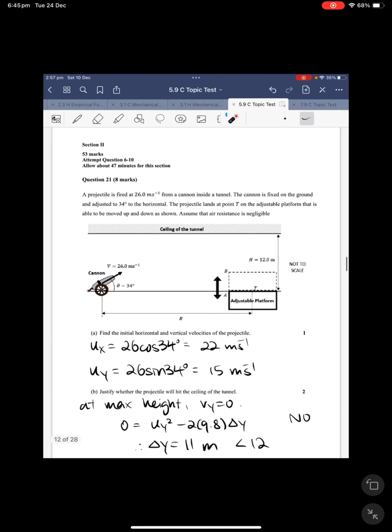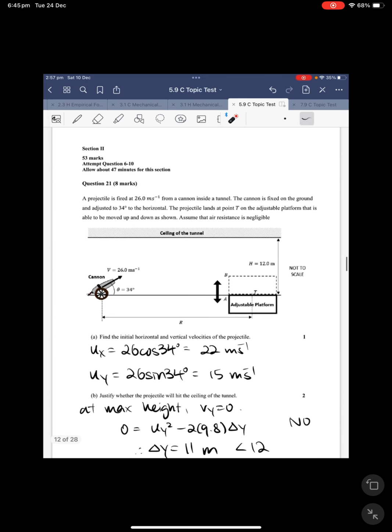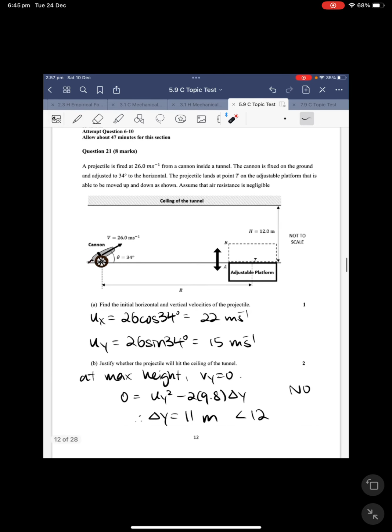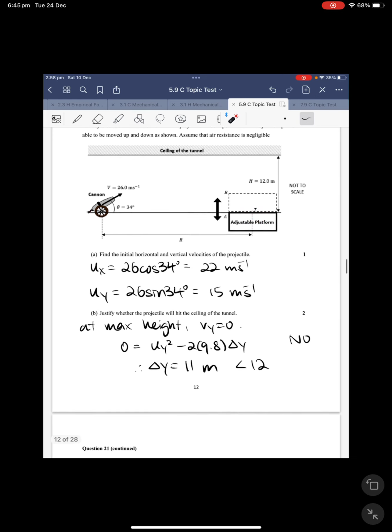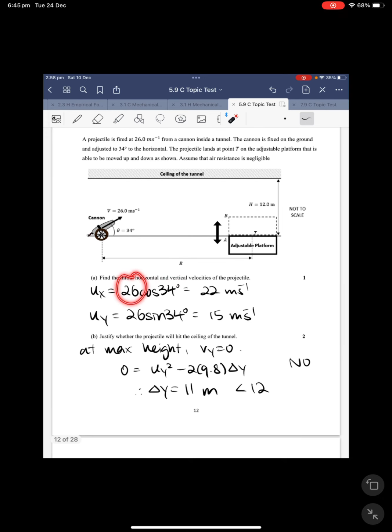Okay, so now we'll move on to the short answers. So, question 21, we have another projectile motion question. A projectile is fired at 26 meters per second at an angle of 34 degrees and lands on the point T on this adjustable platform here. So, to find the initial horizontal and vertical velocities, very straightforward. Just get 26 times cos 34 degrees, 26 sine 34 degrees, and you should get these values here.